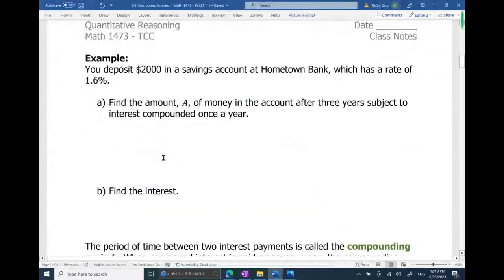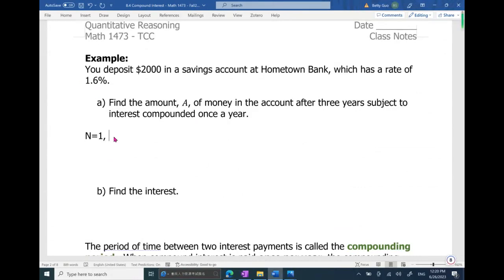Okay, awesome. So let's look at this example. You deposit $2,000 in a savings account at a hometown bank, which has a rate of 1.6%. It doesn't say this is an annual interest rate, right? But it is the annual interest rate by default. We have two parts in this problem. Part A, find the amount A of money in the account. A is the future value of your account, or the accumulated balance in your account after 3 years, subject to interest compounded once a year. Okay, so your n is 1, annual interest, right?